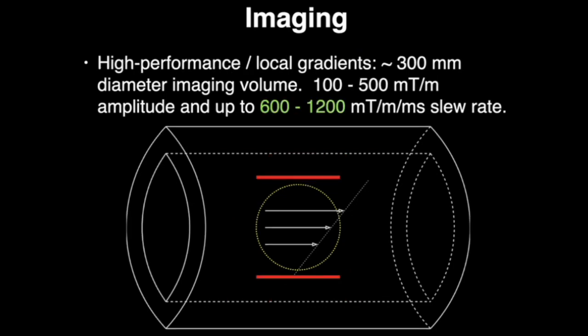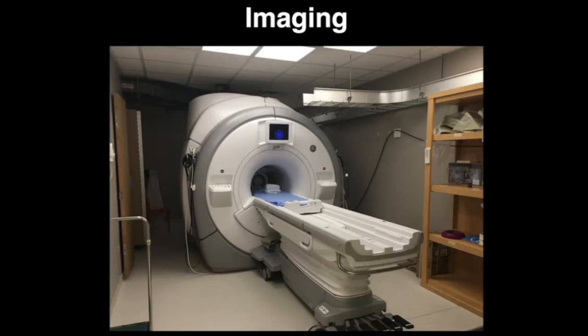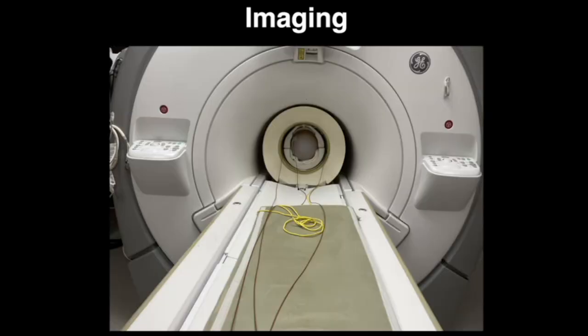What we're doing with local gradients is we're really reducing the volume over which we're switching the fields and where we're imaging. Practically, you can see on our 3T system, where we have one of these coils, what the system looks like for body imaging. That's a 60 centimeter bore, which is typical for a clinical system. A lot of systems have 70, but we tend not to like those systems because they take a performance hit for that wider gradient.